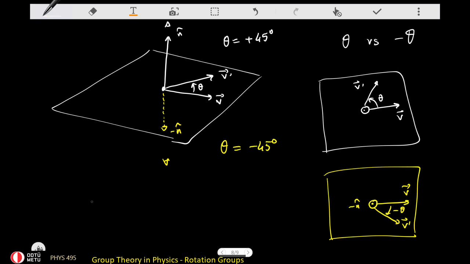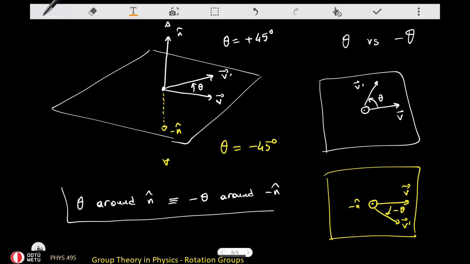So this basically tells you that a rotation theta around n is equivalent to a rotation minus theta around minus n. So again, there's an arbitrariness in the choice of the directions, but once you choose a direction, then you just describe the theta angle like that. Okay, so with this, I can actually write down a general expression of the rotation. So I'll just do it like that.